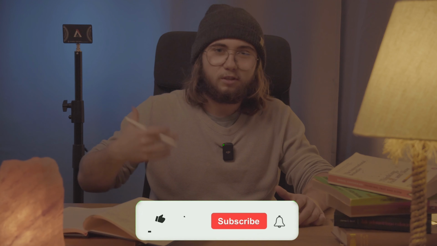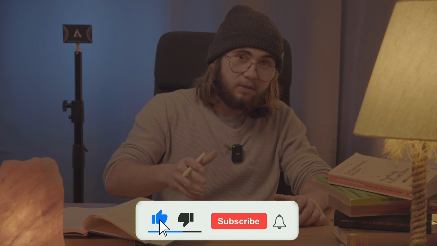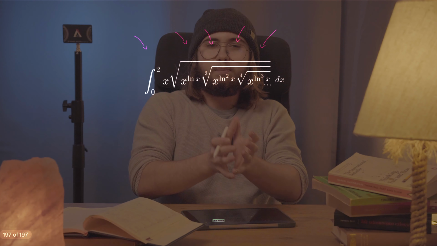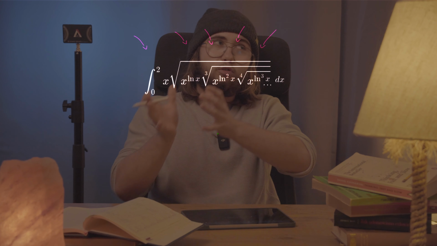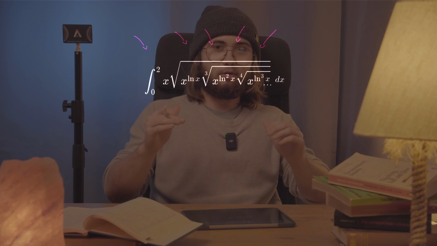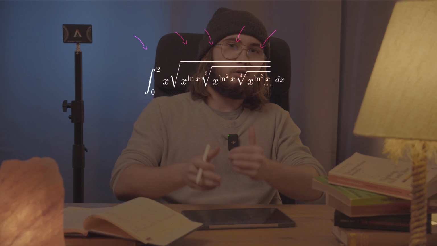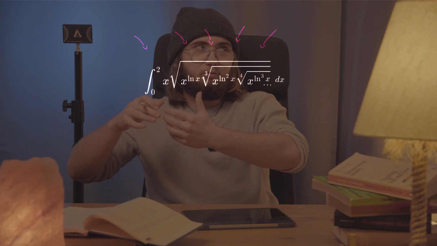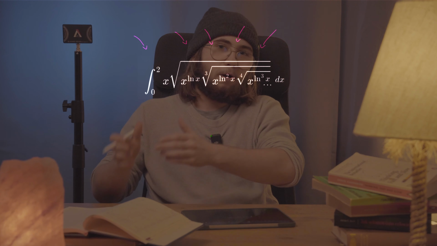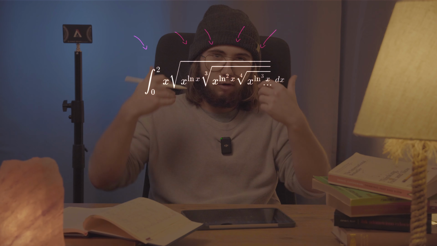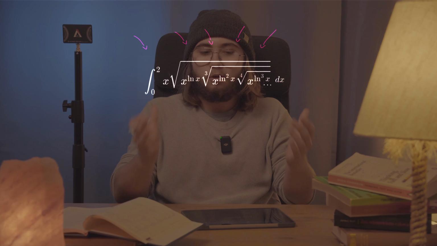Today we are going to be solving a monster from the 2023 Berkeley Integration Bee, which is the integral from 0 to 2 of x multiplied by the square root of x to the power of natural log of x, multiplied by the cube root, that's under that first square root, of x to the power of natural log squared of x, multiplied by the fourth root of x to the power of natural log cubed of x, and so on. You probably see the pattern already. So how are we supposed to solve this guy?